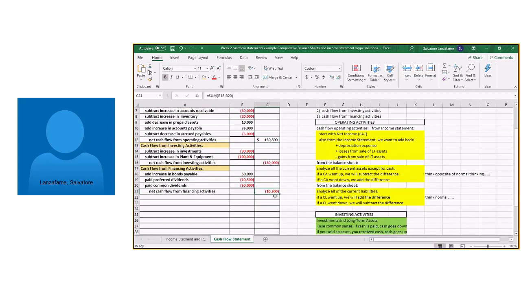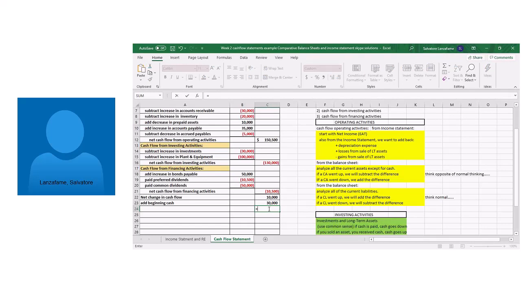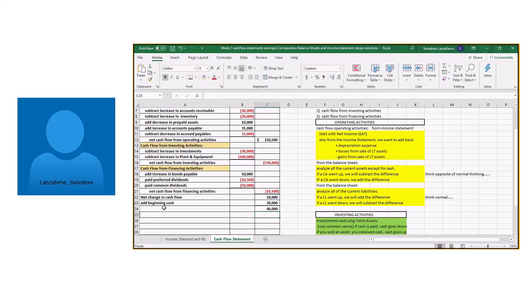But let's see if we really did this right. This, take away the 130, take away the 10.5. We're hoping, we're praying that it's 10,000, and sure enough, it is. So that's where our 10,000 went to. So the net change in cash flow was $10,000. Okay, if you want, you can even do this. Add the beginning cash of 30, and that'll give us our ending cash of 40. And that's how you do a cash flow statement.